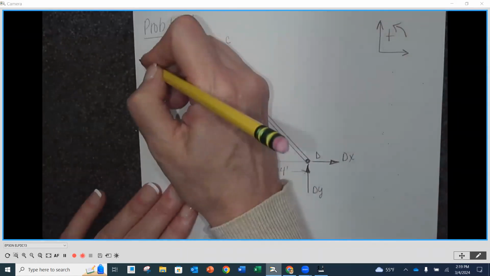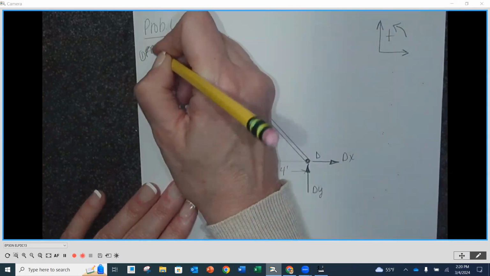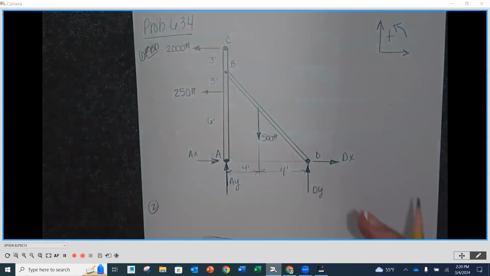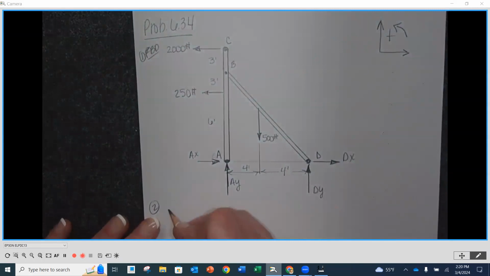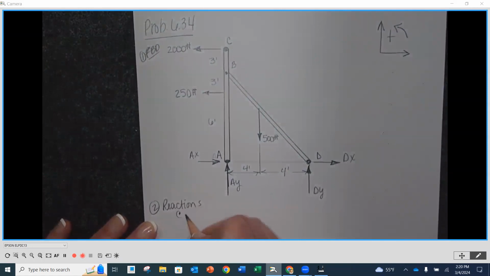All right, so now that I have my free body diagram done, I can now solve for the reactions at the supports. That's going to be my AX, my AY, my DX, my DY. Okay, so I have my three equations of equilibrium. If I sum my forces in the X direction, I'm going to have two unknowns, right? So I'm going to save that one. If I sum my forces in the Y direction, two unknowns. But I do have my sum of moments, right, that I can use.